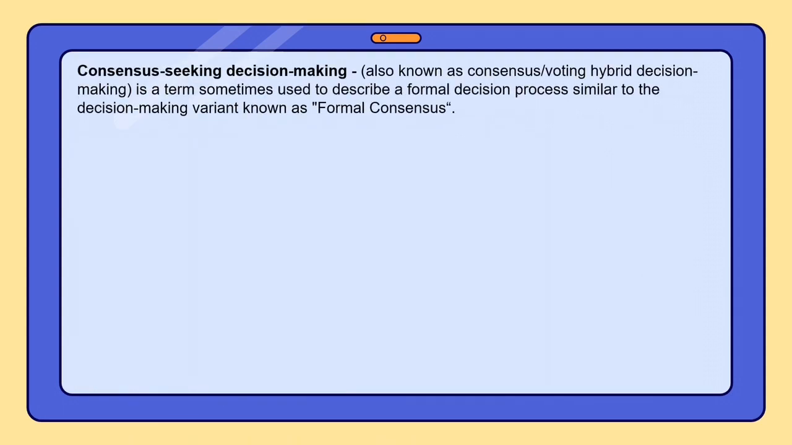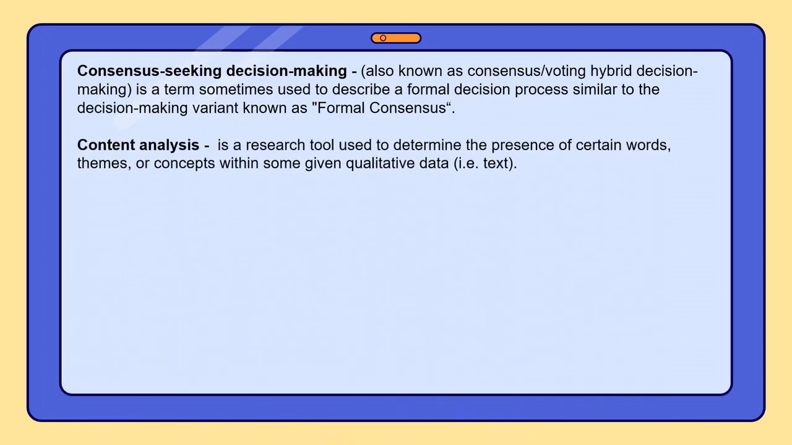Next is consensus-seeking decision-making, also known as consensus or voting hybrid decision-making. It is a term sometimes used to describe a formal decision process similar to the decision-making variant known as formal consensus. Next is content analysis. Content analysis is a research tool used to determine the presence of certain words, themes, or concepts within some given qualitative data.